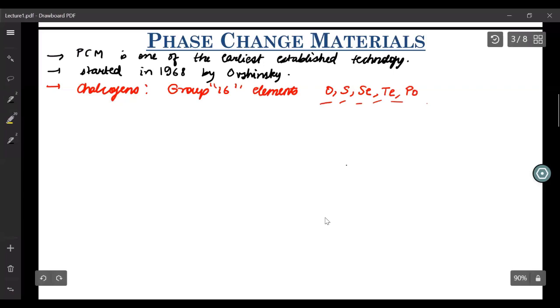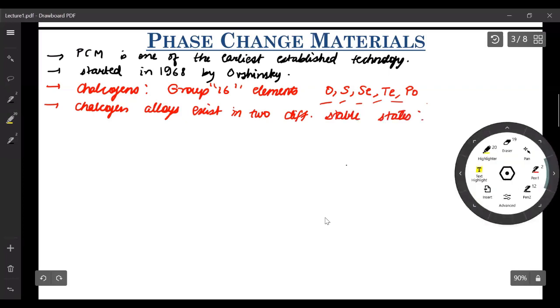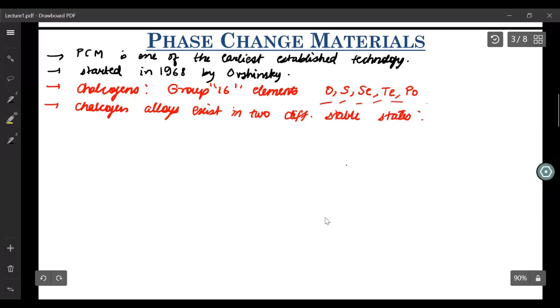So what he observed was that these chalcogen alloys exist in two different stable states. And what are those two different stable states? Those two different stable states are the amorphous state and the crystalline state.